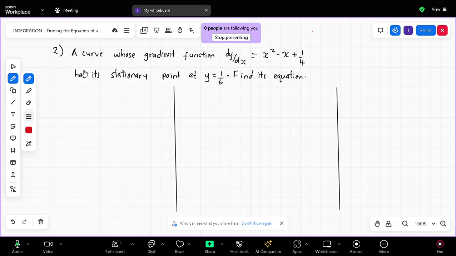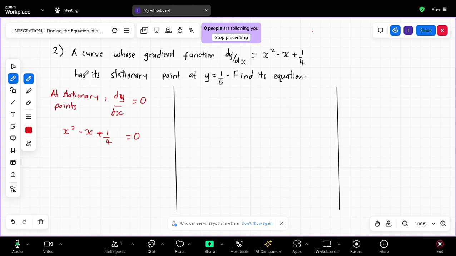1/6. So what you need to understand is that at stationary points, the gradient function, that is dy/dx, is always equal to 0. So we're going to take this equation and equate it to 0 to find the value of x. So we have x squared minus x plus a quarter equal to 0.